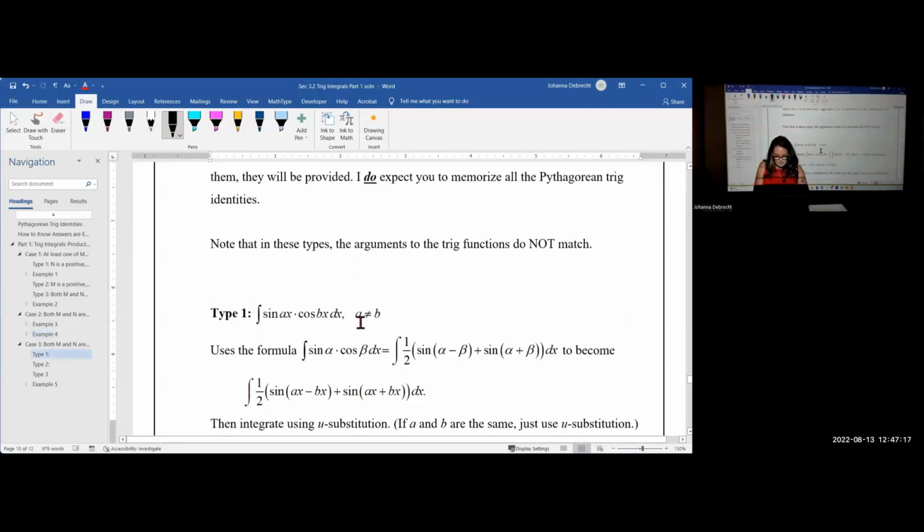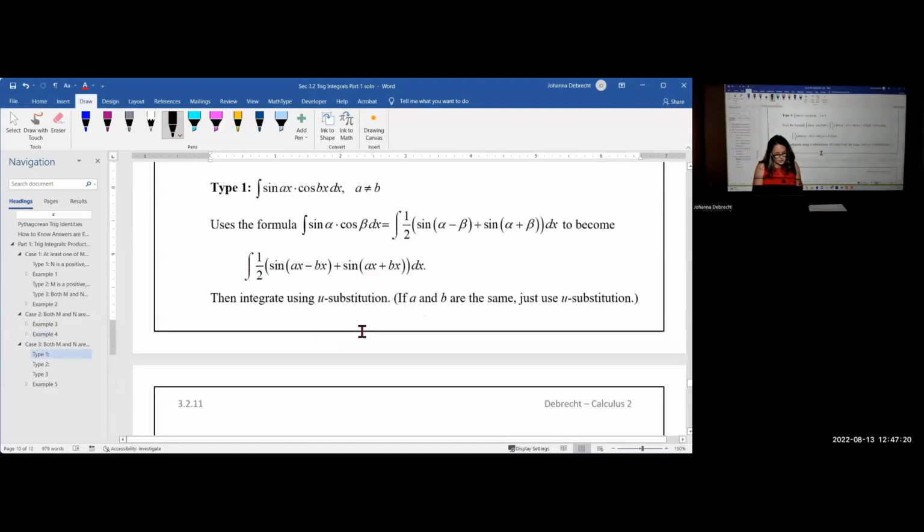So when we're looking at these, this would be types 1, 2, and 3, where in type 1, we have sine of ax times cosine of bx. Notice that the power on sine and cosine is a 1, and a doesn't equal b. So this could be sine of 2x cosine of 5x. 2x and 5x don't match, so the arguments do not match. In something like this, we want to use this formula right here that you see off to the right. It's just a trigonometry formula in order to make it into something that we can integrate.